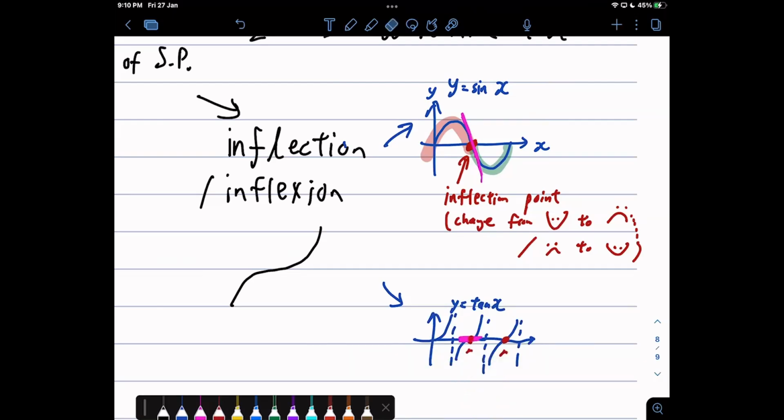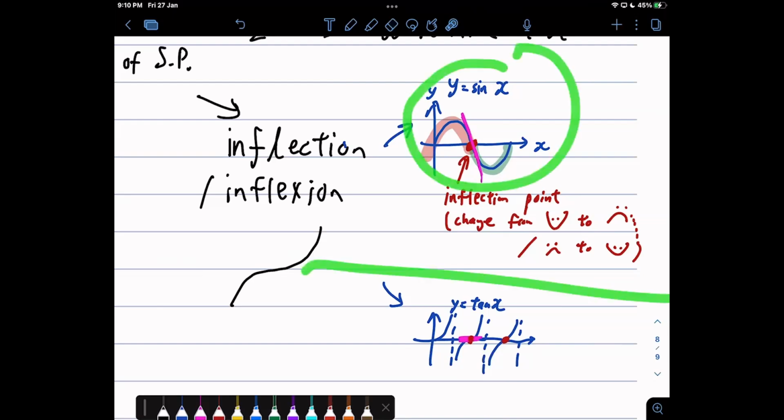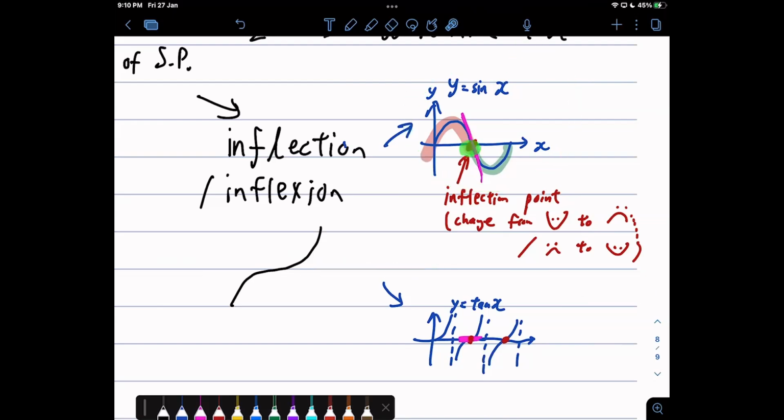What's the difference between these two? Sorry, let me start over. Okay, sine curve, you've got an inflection point here. The tangent line at that point is like this. Agree so far? The pink color?